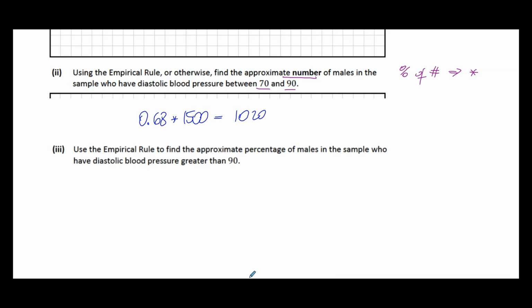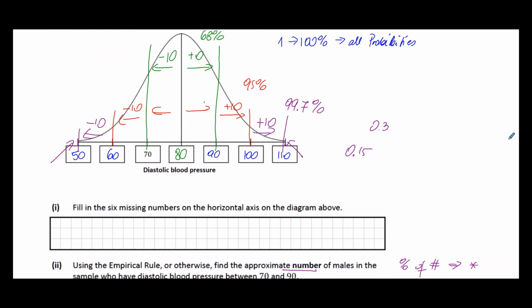Now, the last part is saying again use the empirical rule to find the approximate percentage. So here we are not going to be answering in numbers, but just the percentage of males in the sample who have the blood pressure greater than 90. So what am I looking for here? So greater than 90. So this is where I have 90. So I am looking for this percentage here, that area. So how do I calculate?